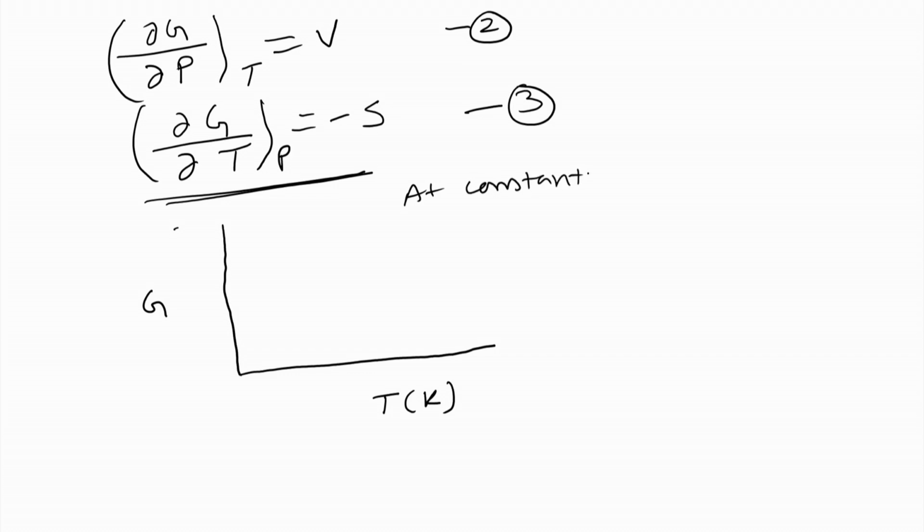Okay. So in expression 3, if we look at expression 3 here, we get that the slope of the curve is negative, because absolute entropy is a positive quantity. So the slope of the G versus T plot will be negative. So we get a plot like this.